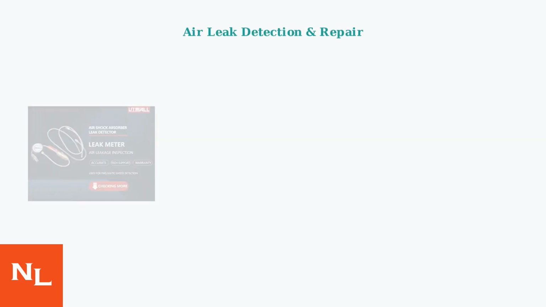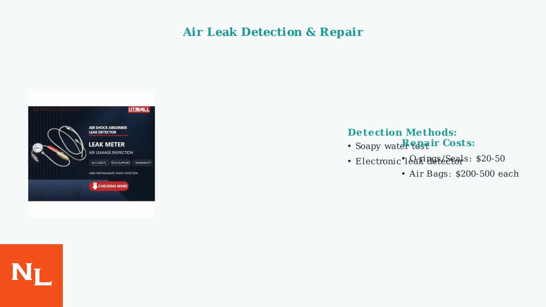Air leaks are detected using soapy water on connections or electronic leak detectors. Common fixes include replacing O-rings and seals for $20 to $50 or airbags for $200 to $500 per corner.